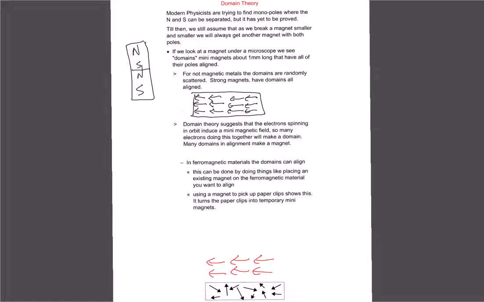And we can see that this actually works, right? If you take a magnet and you try to pick up paper clips, what we're basically doing is changing the domains in the paper clips to line up, turning them into little mini magnets temporarily, and then we can connect a few of them together to make a little bit of a chain.